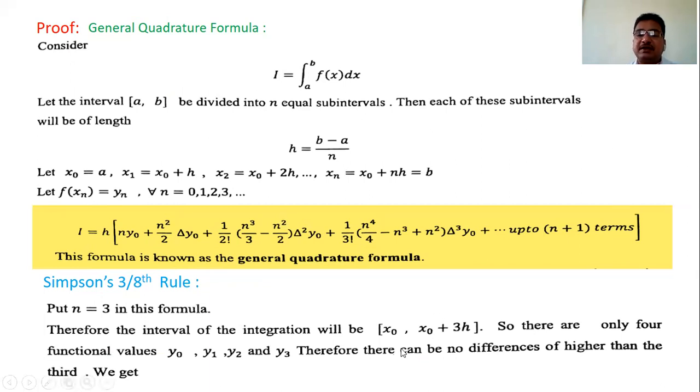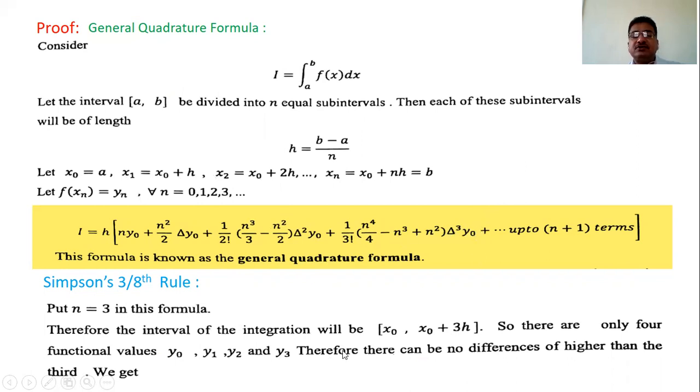So take the first 3 intervals, x0 to x0 plus 3h. Obviously, the end points of these 3 subintervals are 4 in number. What are they? x0, x1, x2, x3. And then the corresponding values of y are 4 in number: y0, y1, y2, y3. And therefore, we have the terms up to delta cube y0 at this place.